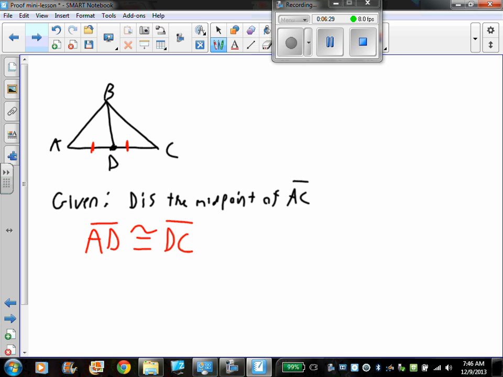So, just a few things to keep in mind as you work on proofs. You'll be seeing a few examples in upcoming homework assignments. Ask questions if you don't get it.